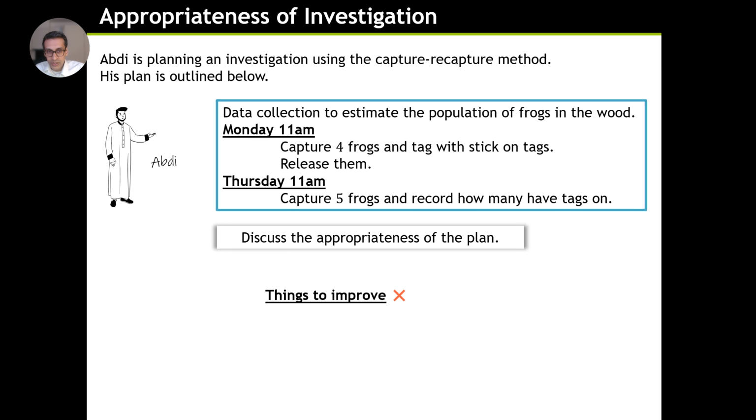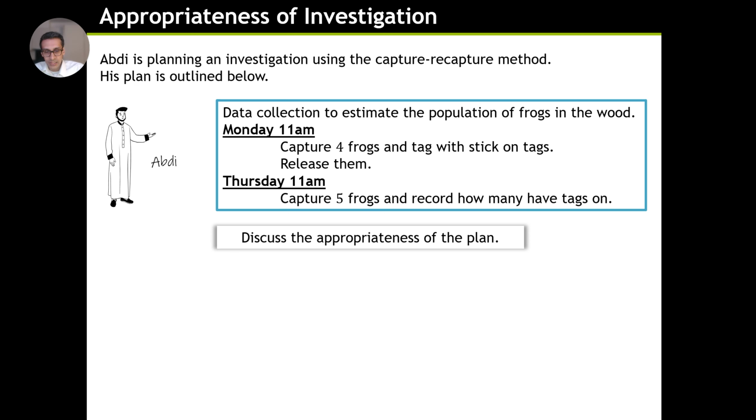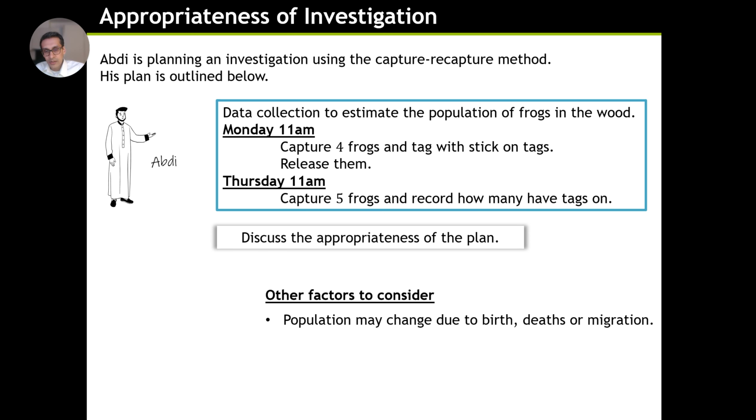There are some issues with this though. Maybe the sample size is very small, you're only sticking with 4 frogs. It might be better to capture more frogs. The tags may fall off because they may not stick to the frogs. Other factors to consider: population change, and recapture should be done in the same location. It doesn't really say where.